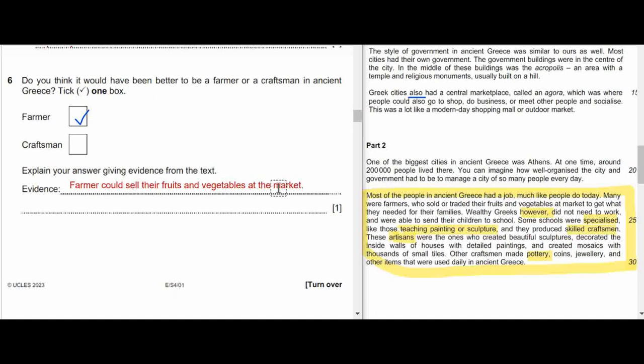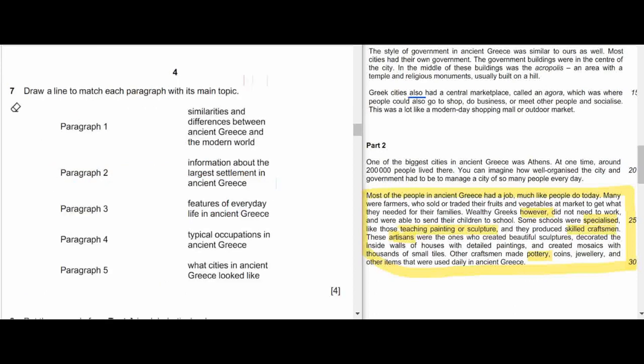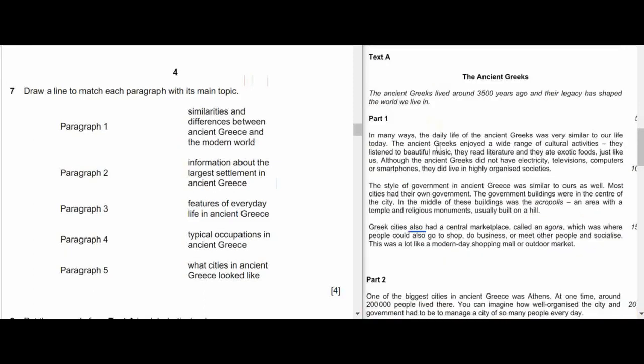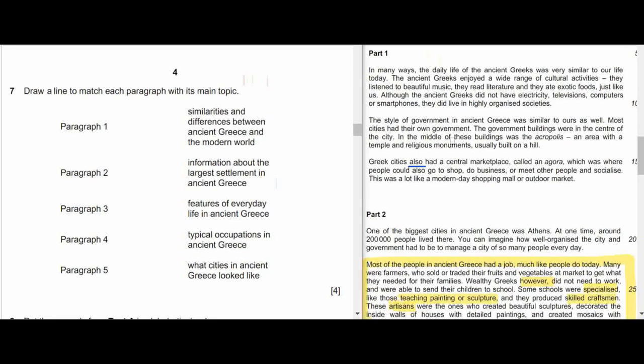Well, if you answer craftsman, you have to give the correct evidence from the text. It will be also correct as long as you give the correct evidence. And let's move on. Now we are in question 7. There's paragraph 1, 2, 3, 4, 5, and we have to draw a line to match each paragraph with its main topics. Is it similarities and differences between ancient Greece and the modern world?